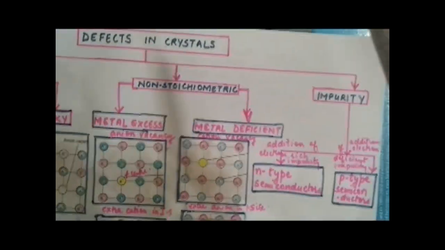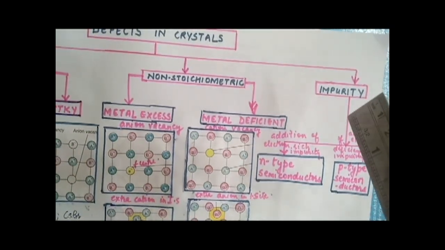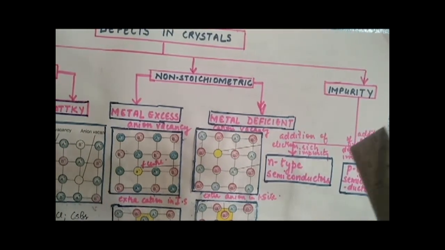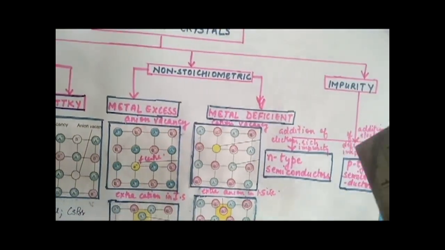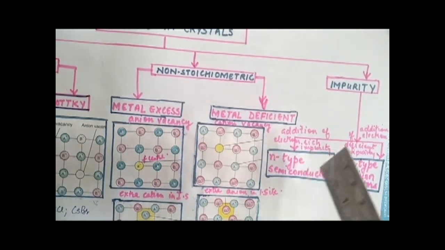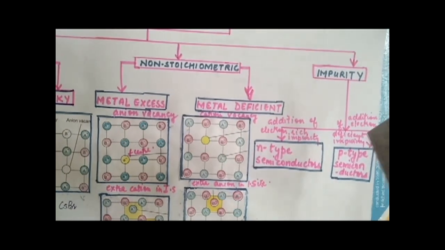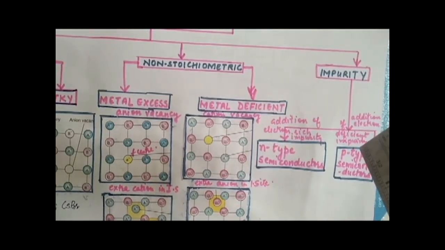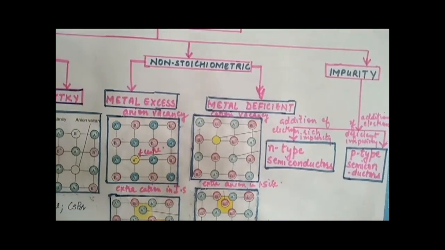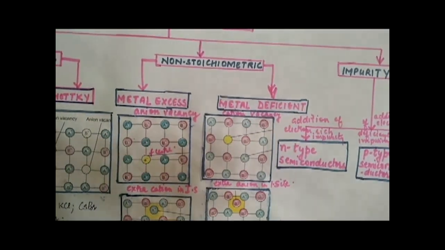You may also study later on that if an electron rich impurity is added to a metal, then the semiconductors which are formed are called N-type semiconductors. And if an electron deficient impurity is added to the crystal, then a P-type semiconductor is formed.